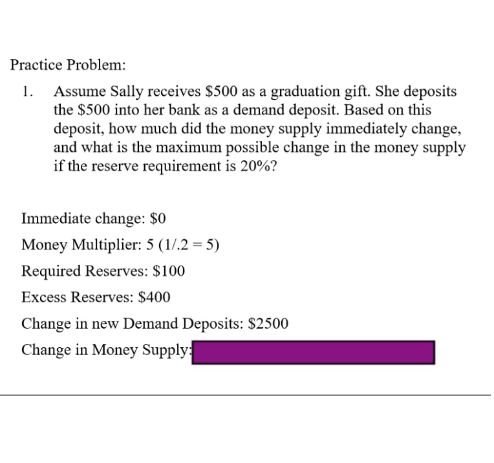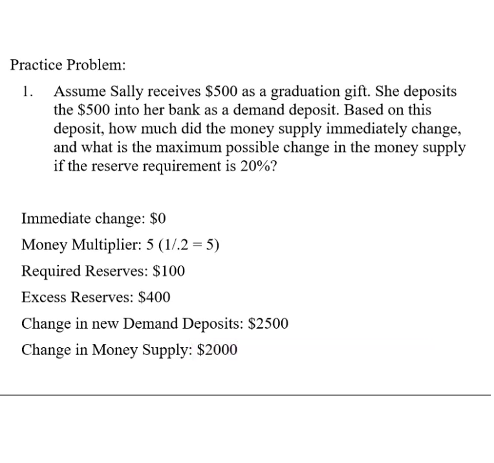For the change in money supply, that equation is the money multiplier, 5, but it's not times the deposit, it's times the excess reserves. So 5 times $400 will give us $2,000. And again, we can see that the difference between the new demand deposits created and the money supply is $500. It's the same as the size of the deposit because that deposit is still in the bank. It's not circulating, therefore it doesn't affect the money supply. That's why the total effect of the money supply is always smaller.